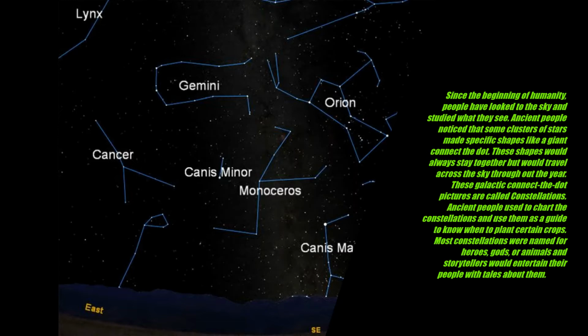Since the beginning of humanity, people have looked to the sky and studied what they see. Ancient people noticed that some clusters of stars made specific shapes, like a giant connect the dot. These shapes would always stay together but would travel across the sky throughout the year. These galactic connect the dot pictures are called constellations. Ancient people used to chart the constellations and use them as a guide to know when to plant certain crops. Most constellations were named for heroes, gods, or animals, and storytellers would entertain their people with tales about them.